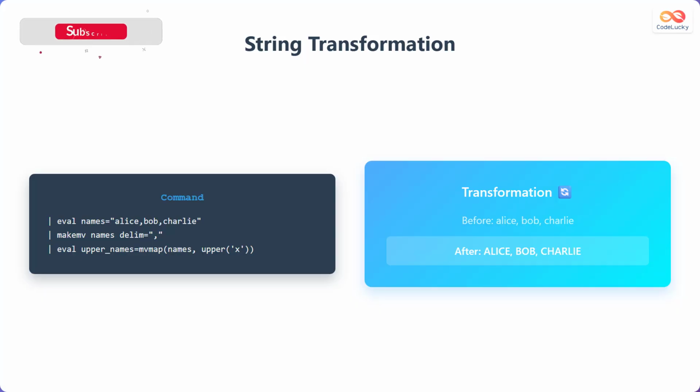The mvmap command isn't limited to numerical operations. It excels at string transformations as well. In this example, we have names Alice, Bob, Charlie in a multi-value field. Using mvmap with the upper function and single quotes around x, we can convert all names to uppercase simultaneously. The transformation changes Alice, Bob, Charlie into ALICE, BOB, CHARLIE. Notice how the single quotes around x represent each individual value as mvmap processes through the multi-value field.